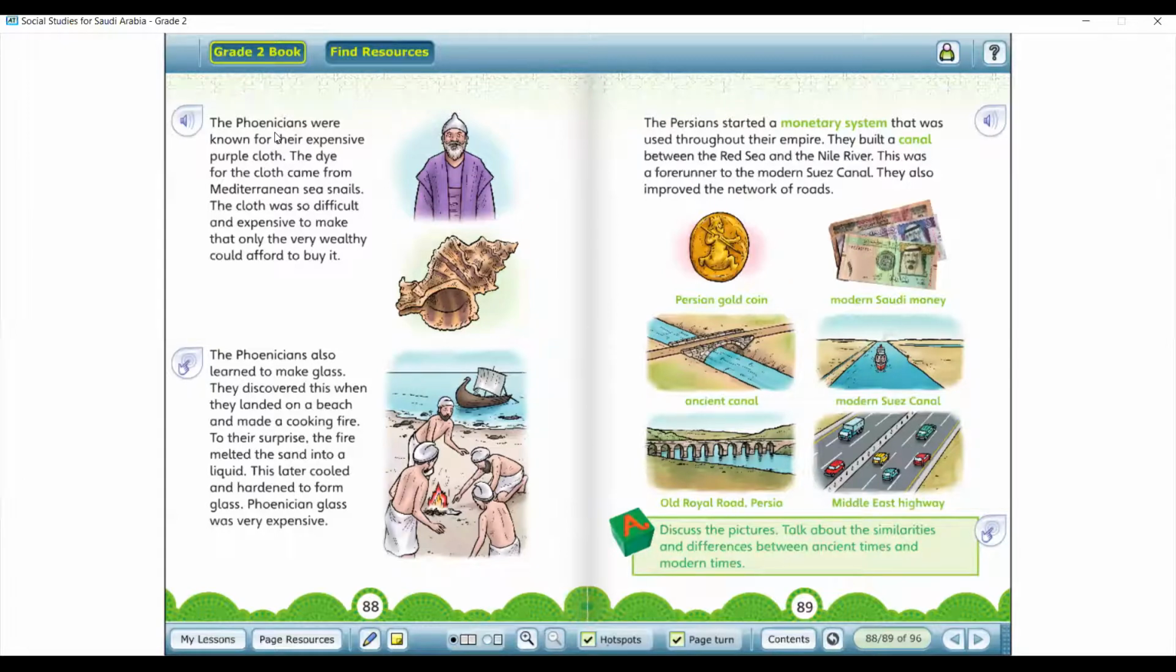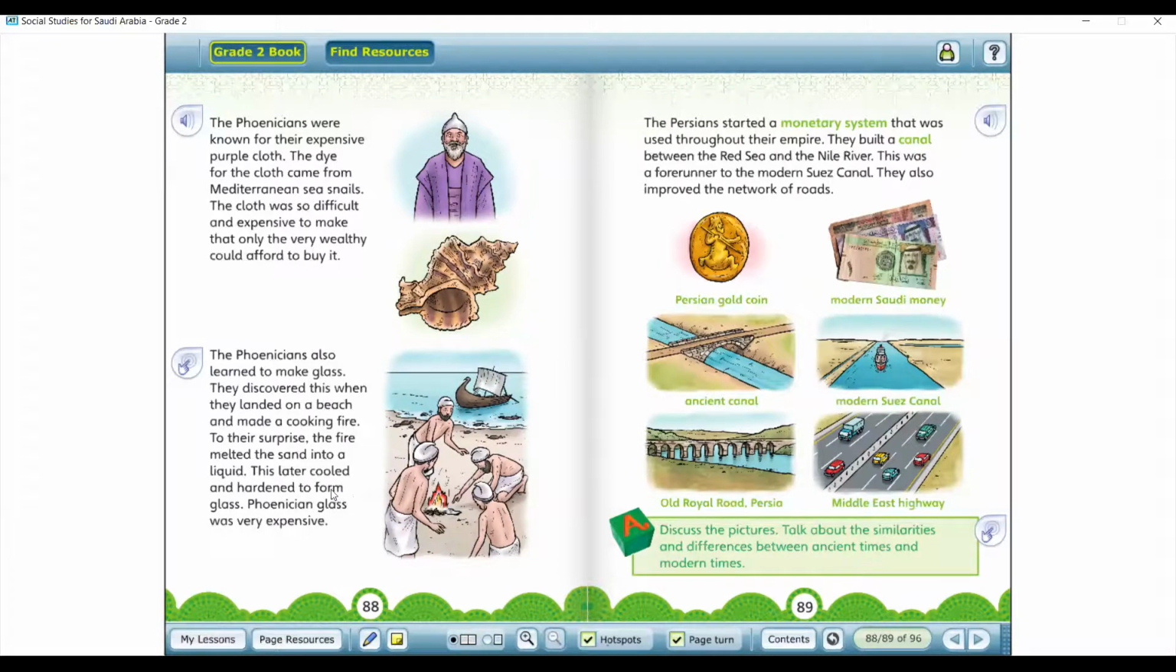information displayed there on page 88 of the Phoenicians, who were known for the expensive purple cloth, which we already mentioned in our previous lessons. And they dyed the cloth using a snail found near the coast, and the cloth was so difficult and expensive to make that only the wealthy could afford it.